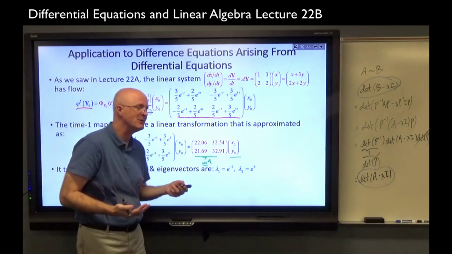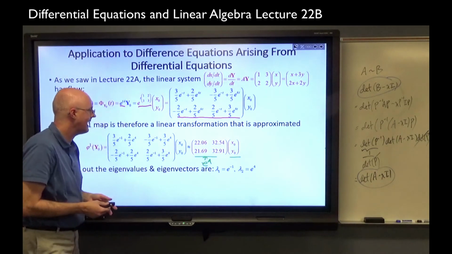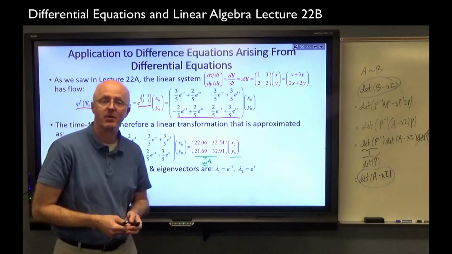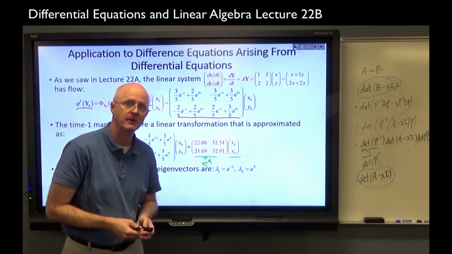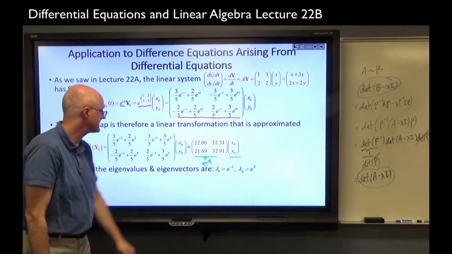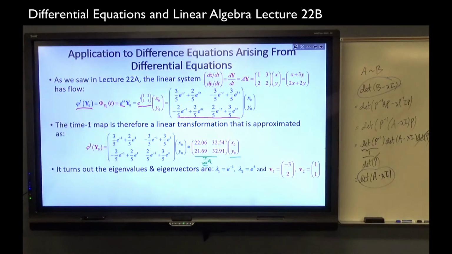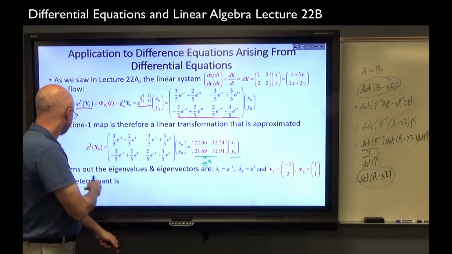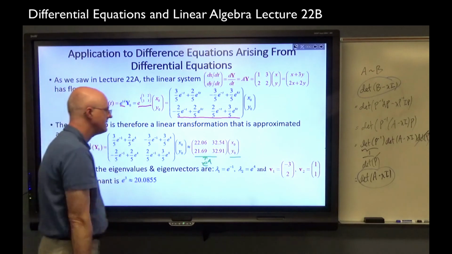Everything gels beautifully. And like I mentioned, the product of the eigenvalues is the same as the determinant of the matrix. So the determinant of this matrix is e to the negative 1 times e to the 4th, which is e cubed, which is close to 20.